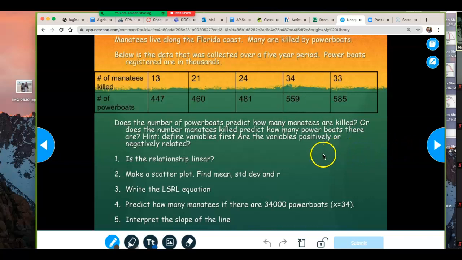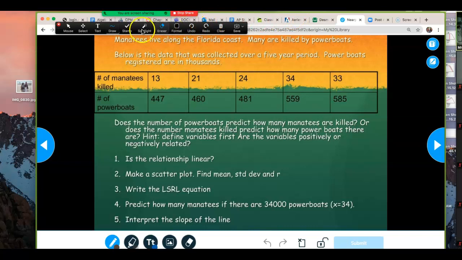All right, so this is the manatee data, and we've got to come up with an equation for the manatee data. Is the relationship linear? So that's the first question we're going to answer. Is the data linear? So we have x, we have y. X is going to be powerboats. Y is going to be manatees. So we're going to make a predicted value. Ultimately, that's the goal. How accurate is our prediction?